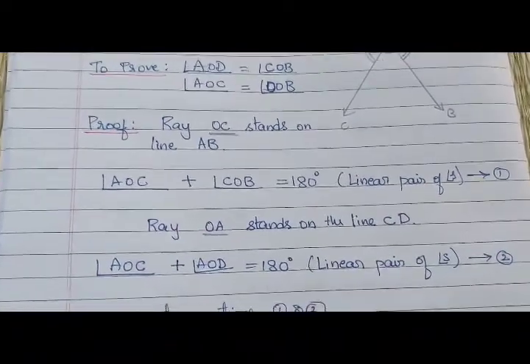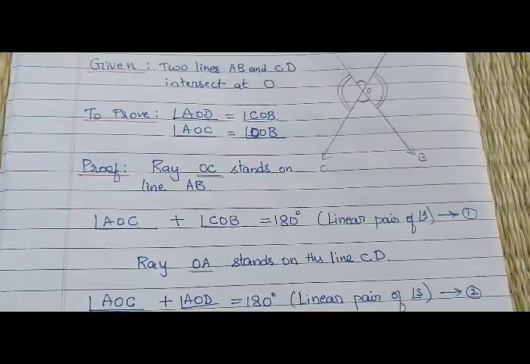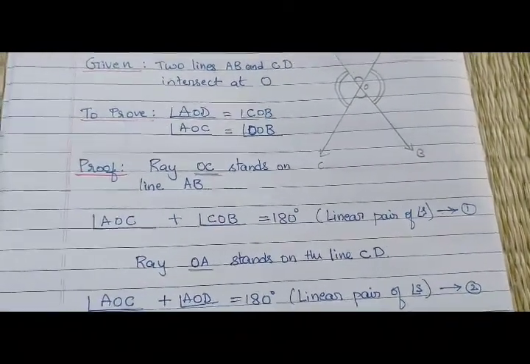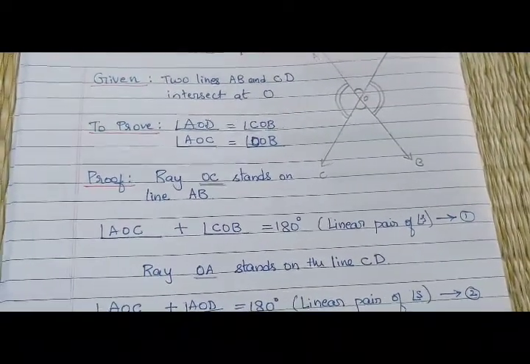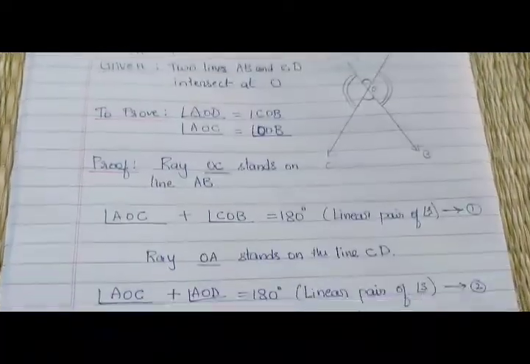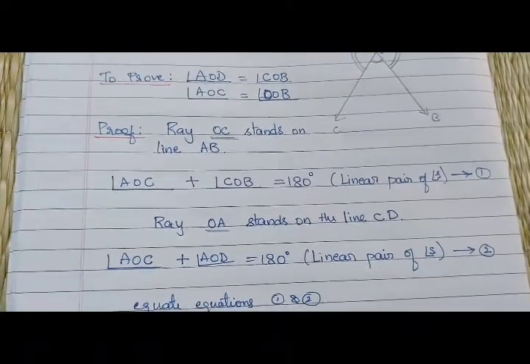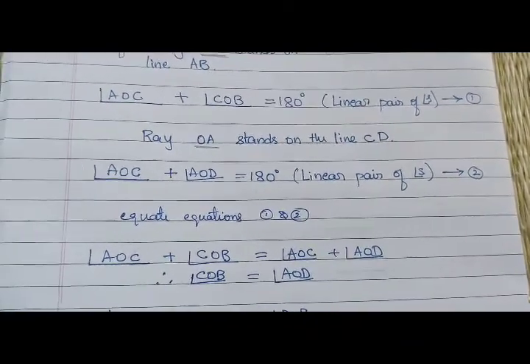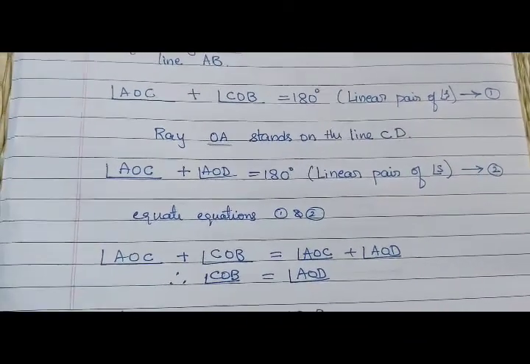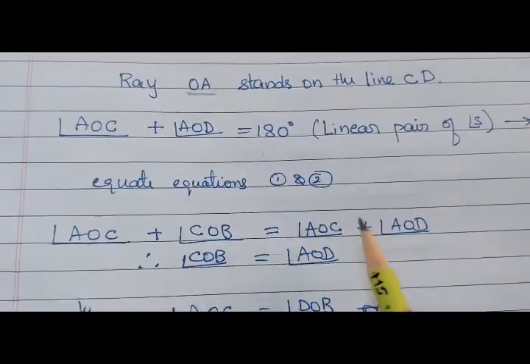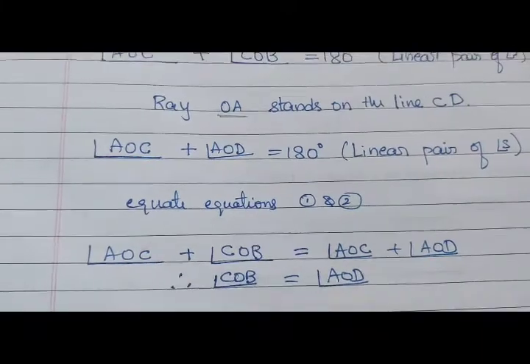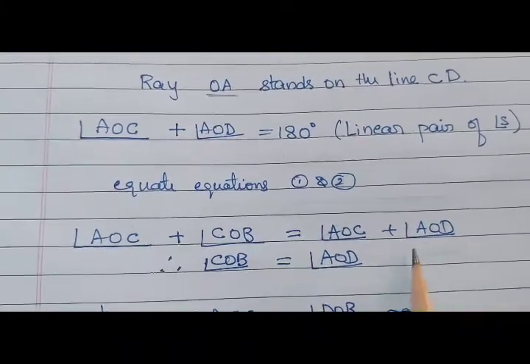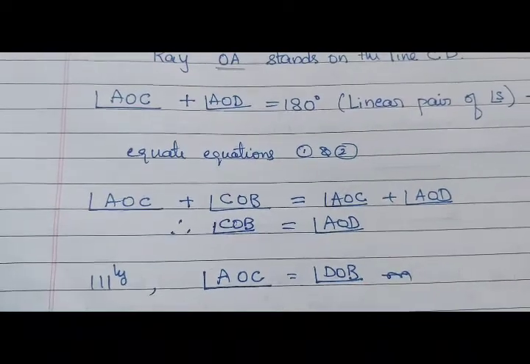Ray OC stands on line AB. Angle AOC plus angle COB is equal to 180, linear pair of angles. Ray OA stands on the line CD. Angle AOC plus angle AOD is equal to 180, linear pair of angles. Equating one into two: AOC plus COB is equal to AOC plus AOD. Therefore, COB is equal to AOD. AOC can be taken out as they both are equal, so obviously this will be equal to this. Similarly, AOC is equal to DOB.